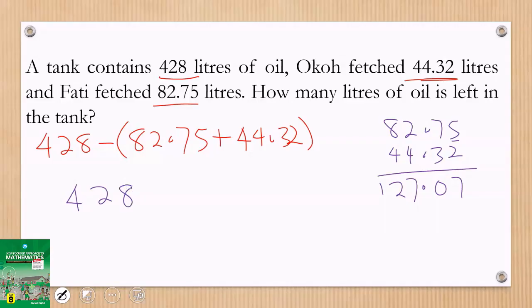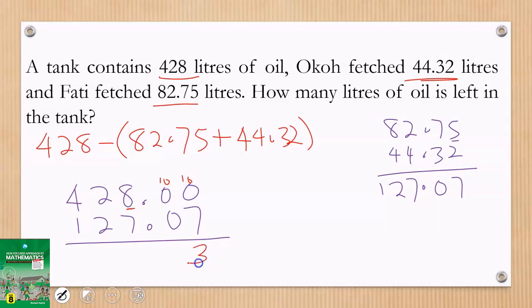Now we're going to do this subtraction from that. So arranging them orderly, we have 428 minus 127.07. But then we don't have decimals at the top one, so we create 0, 0 to represent that so that everything will be in order. Then from here we are going to subtract. Now subtracting 7 from 0 won't work, so we do the traditional way of borrowing. We borrow 1 from the 8 so that this will become 10. We borrow 1 from the 10, here also becomes 10. We subtract 7 from 10, we have 3.